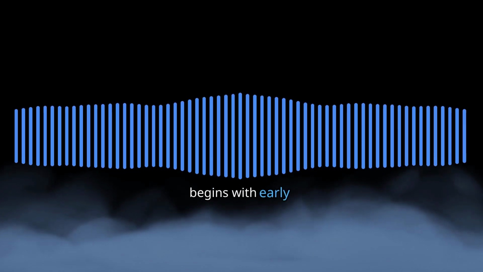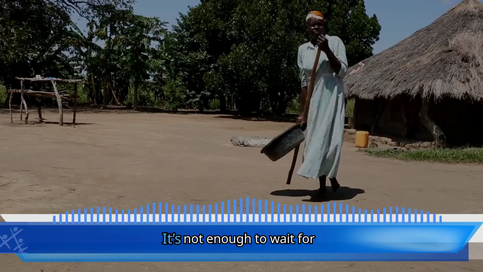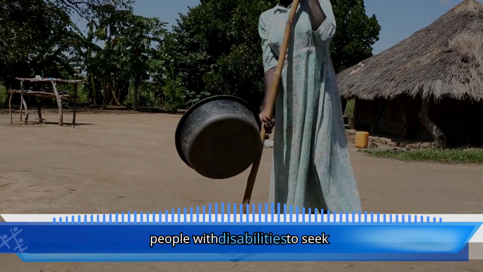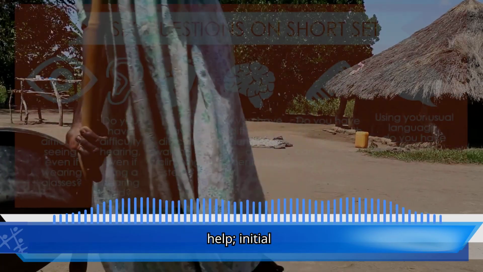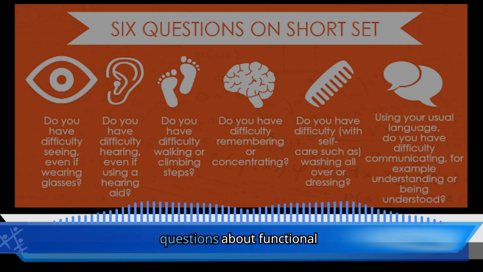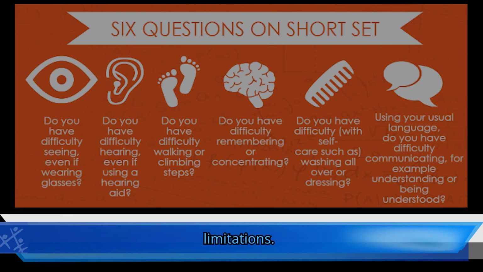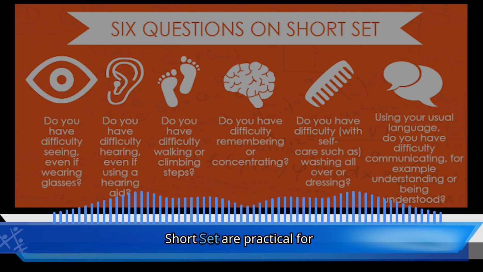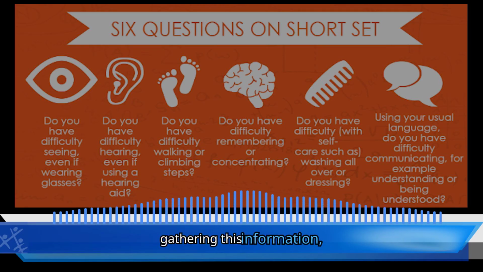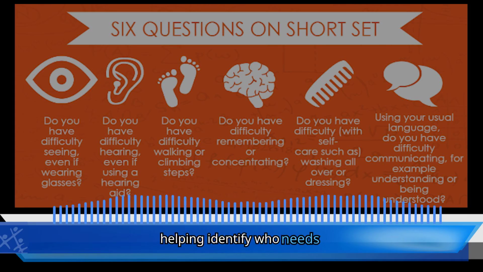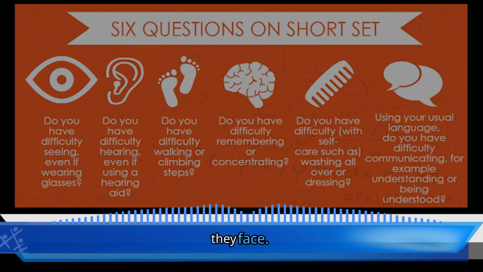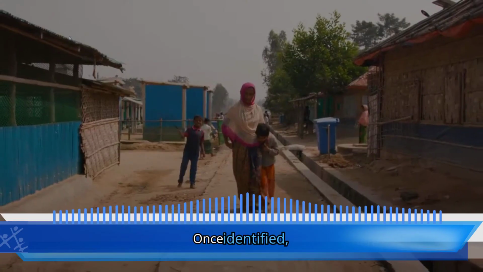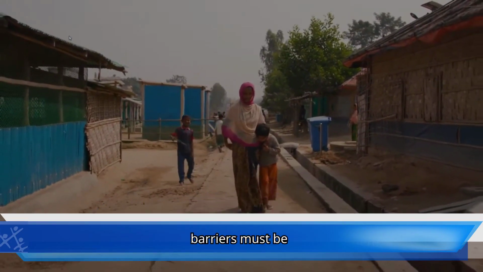This begins with early identification. It's not enough to wait for people with disabilities to seek help. Initial assessments must include specific questions about functional limitations. Tools like the Washington Group Short Set are practical for gathering this information, helping identify who needs accommodations and the barriers they face. Once identified, barriers must be addressed.